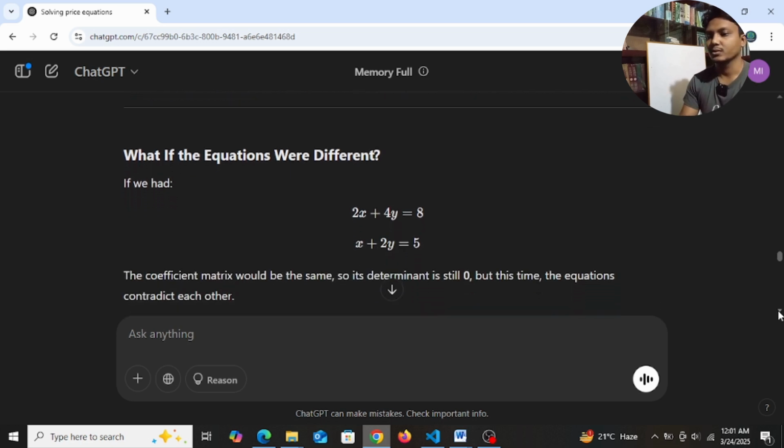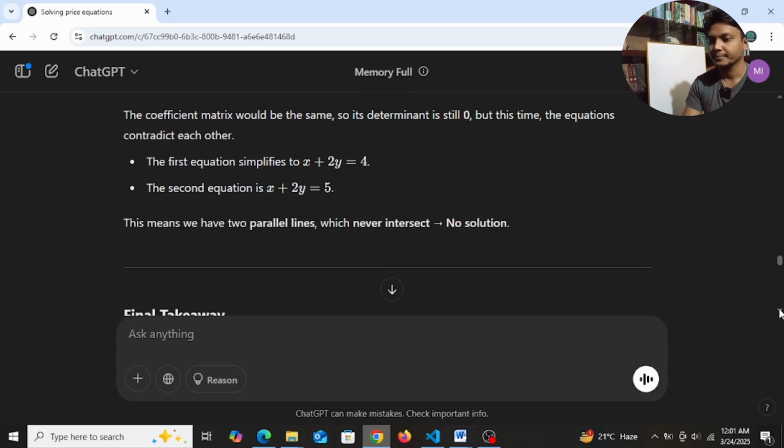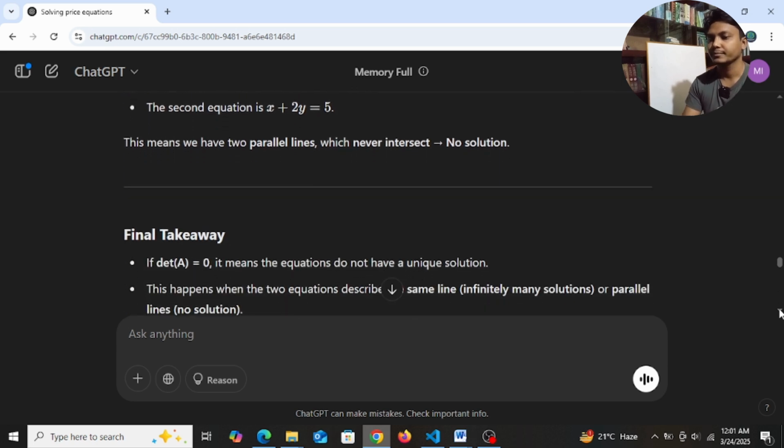What if the equations were different? Okay, so 2x plus 4y equals 8, x plus 2y equals 5. The coefficient matrix would be the same, so its determinant is still 0, but this time the equations contradict each other. Okay, so you may say that this is 8 and 5, so this might be okay, but no, because this side is everything as before, right? This means that we have two parallel lines which never intersect, so no solution.